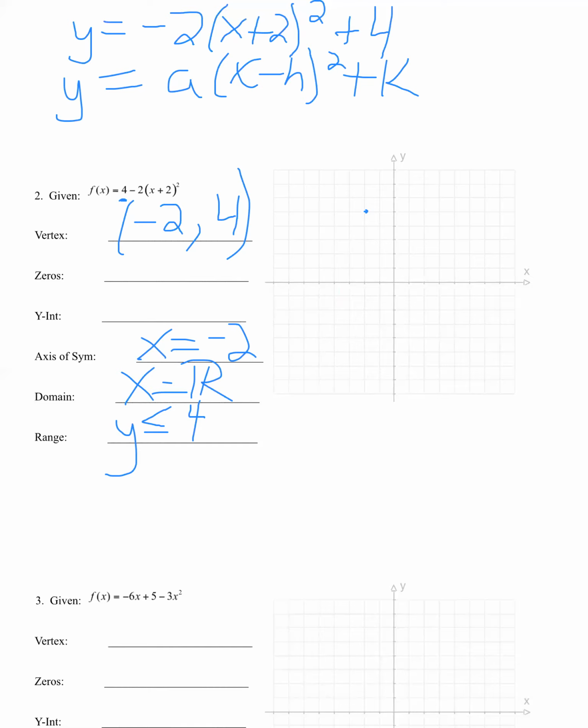Okay, and now we're just going to solve this one. Let's do the y-intercept because that's easy enough. So again, I just have to plug in 0 for x, and then we'll do that math out. If I plug in 0 for x, you get 0 plus 2 is 2, 2 squared is 4, times -2 is -8, plus 4 is -4.